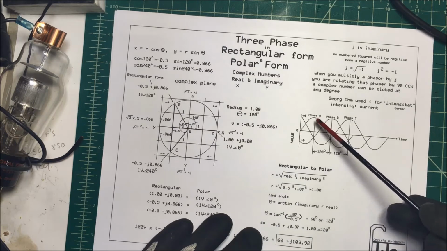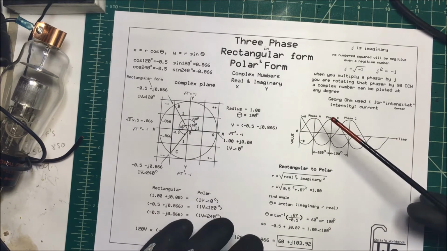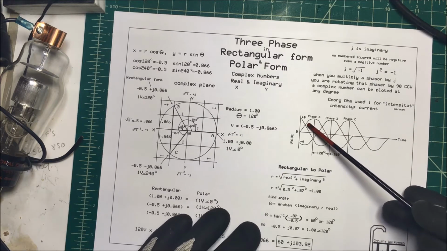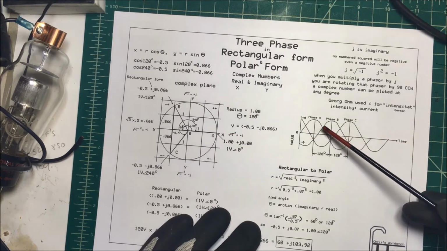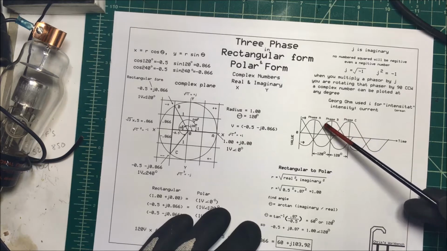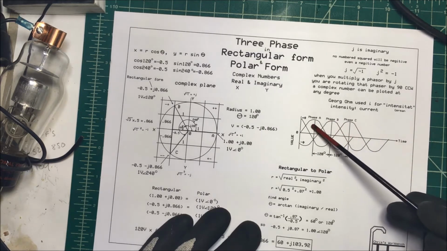Now, I'm going to use 1 as the magnitude. It could be 1 volt, 1 amp. We could use an RMS value of 120 volts or 10 amp current, but I'm just going to use 1. That way, when we're done, we can multiply by any voltage or current we want: 120 volts, 277, 480 volts.